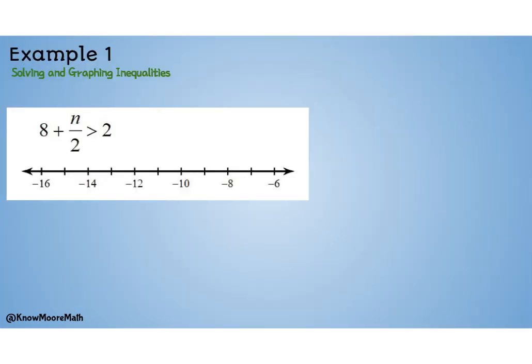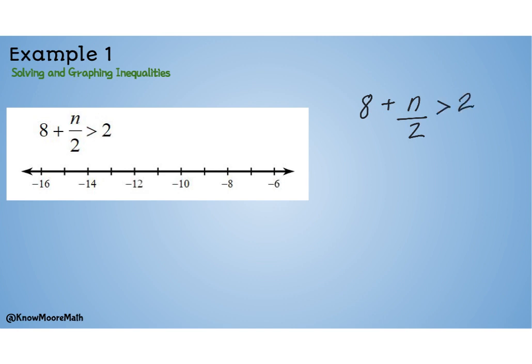Let's begin example 1. We are going to solve this 2-step linear inequality for n, and then we are going to graph its solution set on the number line. So I'm going to have to solve for that n. I'm going to do my work over on this side so that I don't end up crashing with the number line. So I have 8 plus n divided by 2 is greater than 2.